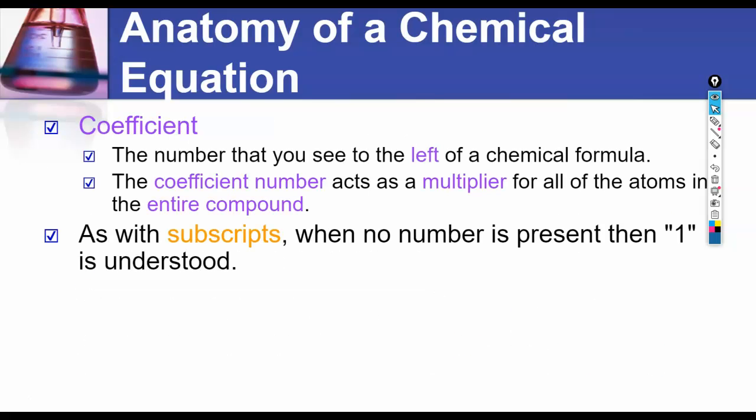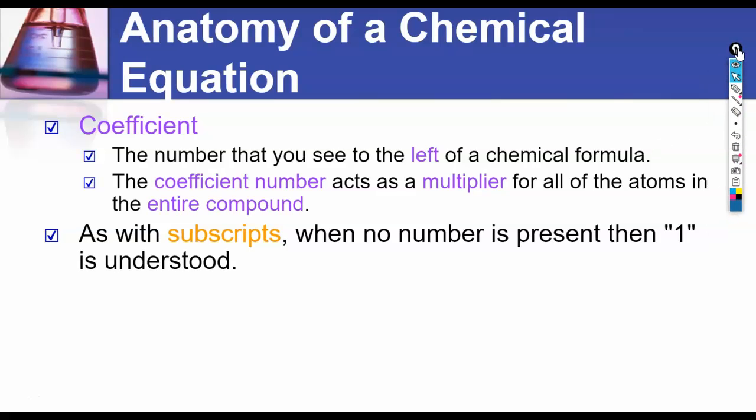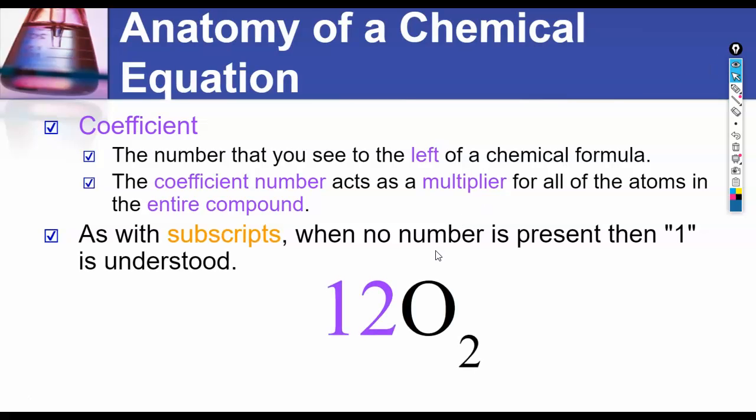And we've also talked about the coefficient. This is basically telling how many of each molecule you have. Remember, when you don't see a number, you can assume that there is a 1 there. So when I write 12 times O2, that means each molecule has 2 oxygen atoms, and I have 12 of those groupings.